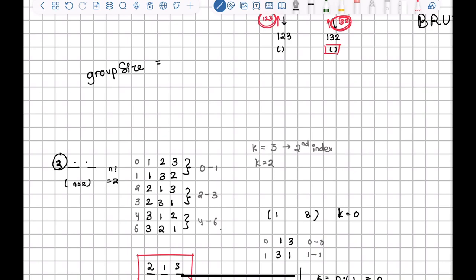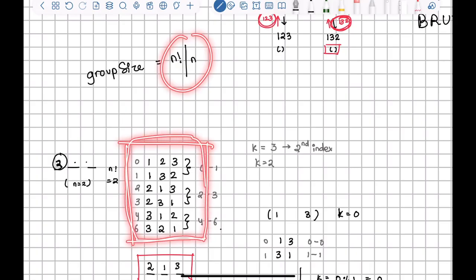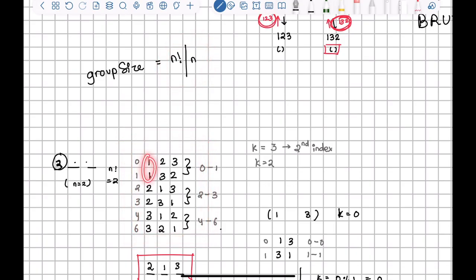was nothing but n factorial divided by n every time, right? Because we're dividing. So essentially, how did this come? We're dividing n factorial permutations by the number of items we have in the pool, right? So 6 divided by 3 was 2. Our group size was 2. So hence this is our formula for group size.